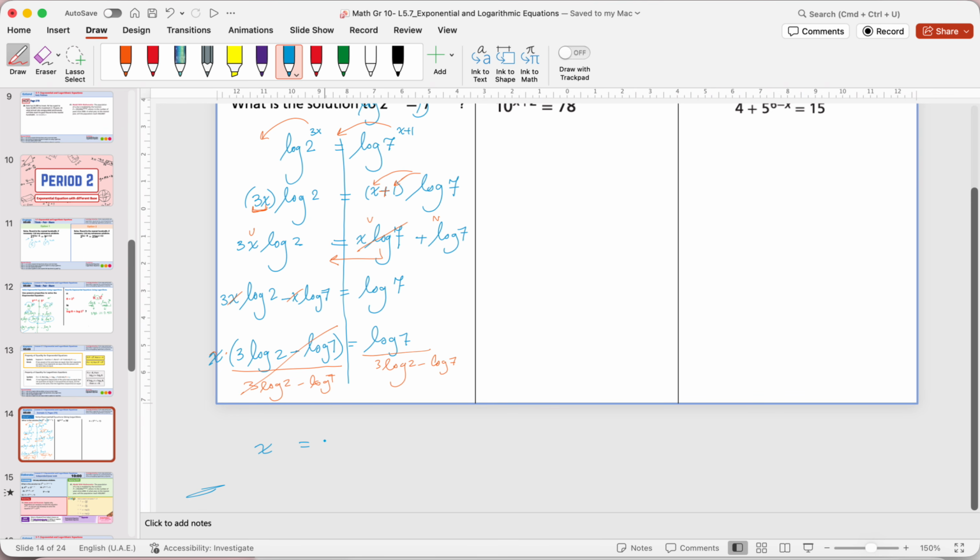So the answer is log 7 over 3 log 2 minus log 7.